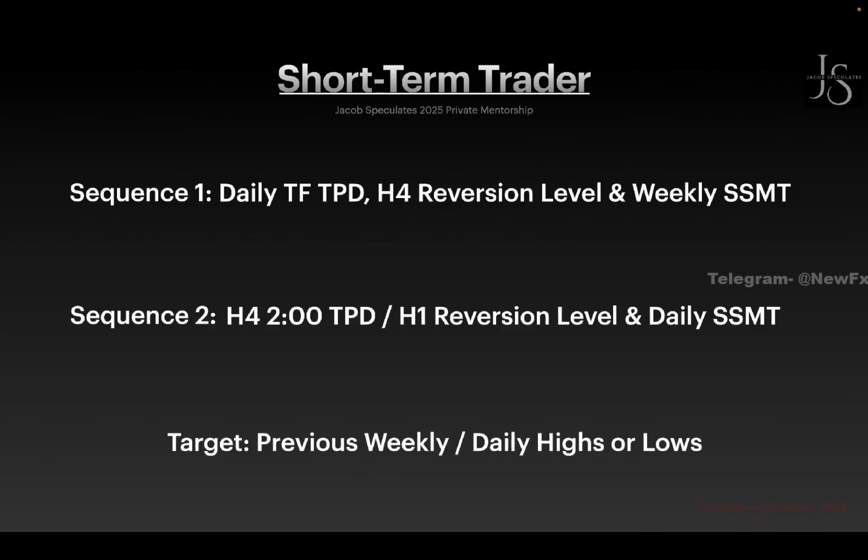Sequence number two is you are looking for a 4-hour 2 a.m. TPD, and then within that 2 a.m. TPD, you're looking for a 1-hour reversion level, and then you're looking for that weakest asset to form a daily cycle sequential SMT. And for your targets, you are targeting previous weekly and daily old highs or lows.